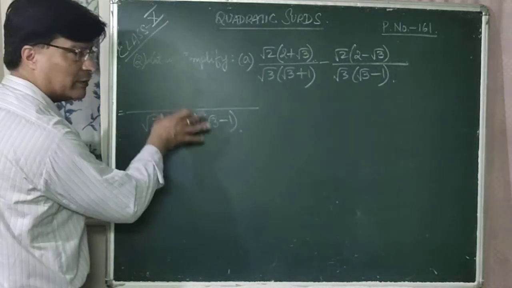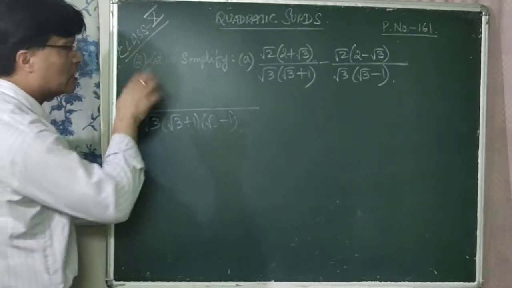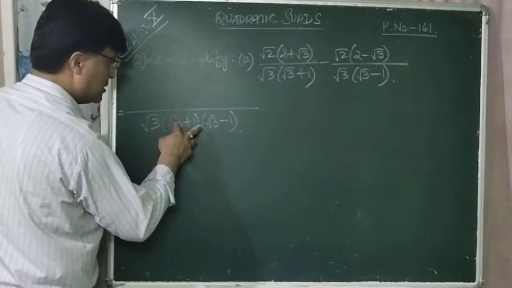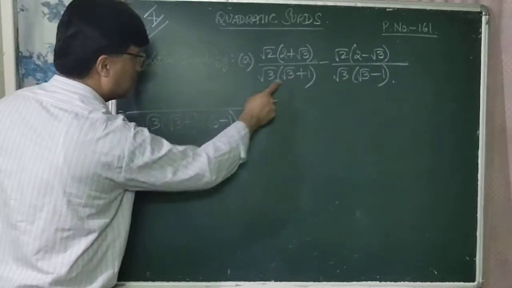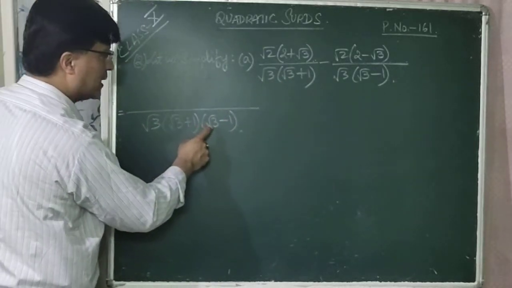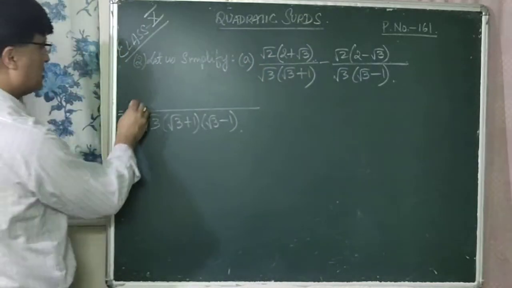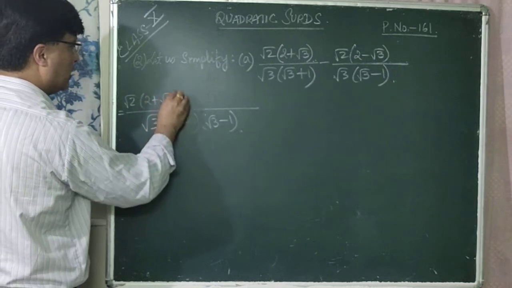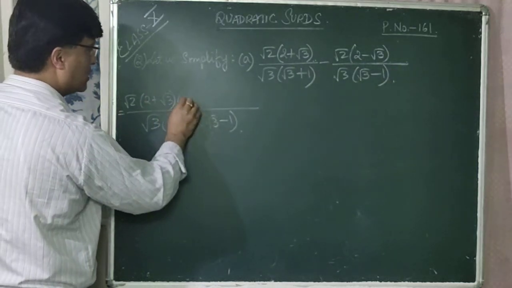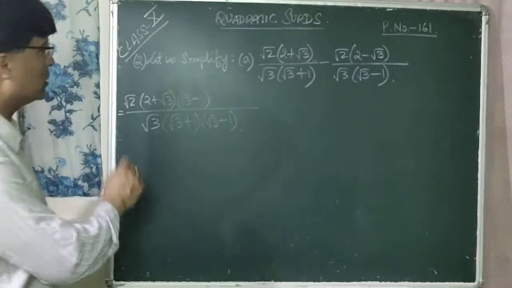This is the LCM. This LCM is divided by this denominator. That means if you divide this LCM by this denominator, root 3 gets cancelled. Root 3 plus 1 also gets cancelled. What do we get? Root 3 minus 1. And this should be multiplied by the numerator. That is root 2 plus root 3 into what? It is root 3 minus 1. Is that clear? So this is your first term.